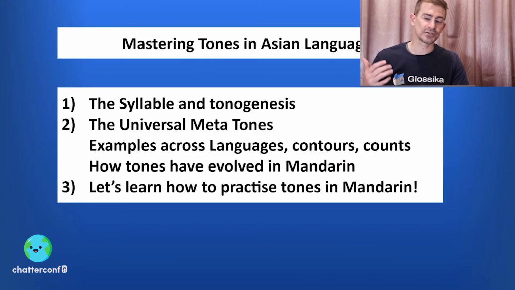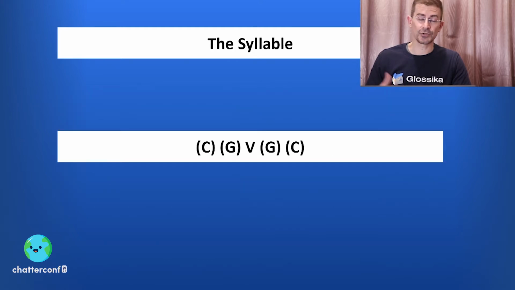So first, we're going to just go over three things. I'm going to be talking about the syllable and tonogenesis. Now, tonogenesis just means how tones started in a language, because languages originally that did not have tone became tonal over time, and there are languages going through that process now, we call that tonogenesis. The second thing I'm going to talk about are universal metatones and give you some examples across languages, the kind of contours and number of tone, how you count the tones in languages, and then finally how those tones have evolved in Mandarin. And the third thing we're going to do is we're going to practice the tones in Mandarin and show you how to do that.